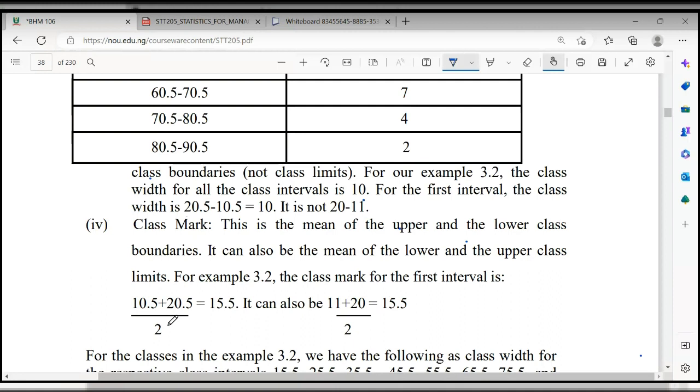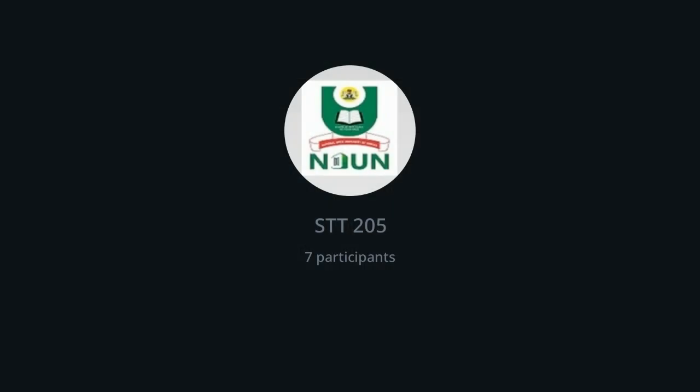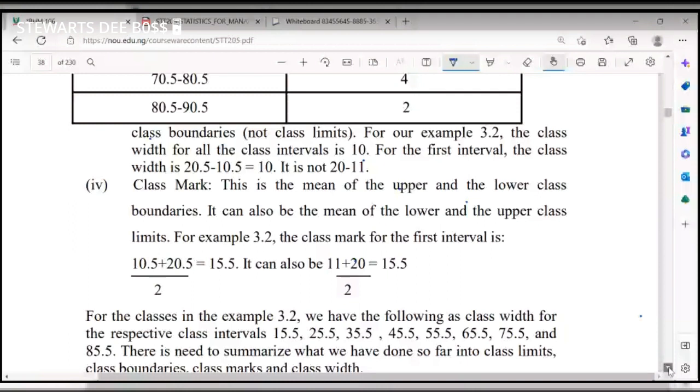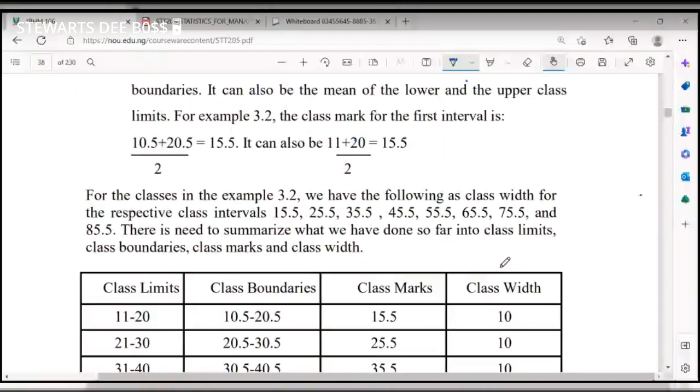It can also be the mean of the lower and upper class limit. So you can solve it either way. You can use the class limit to solve it. So here 11 plus 20 gave us what? 31, divided by 2 gave us 15.5. But you can't do that for class width, or else you get something different, because 20 minus 11 is 9, not 10.